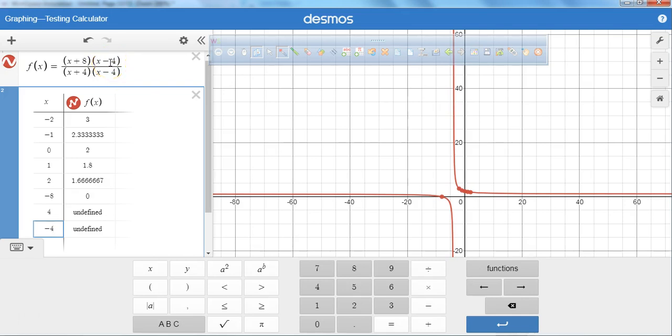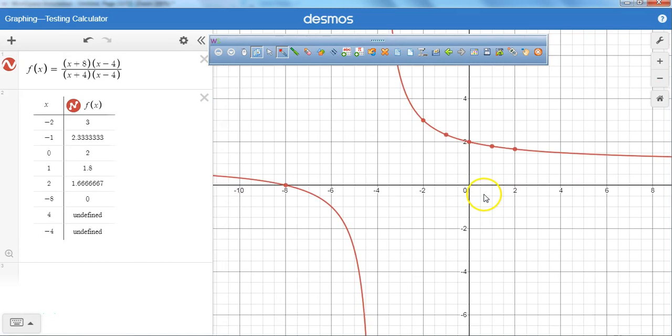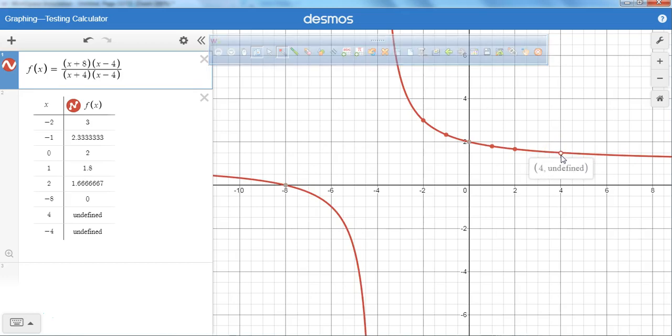Right here, let me go ahead and zoom in. Okay? Right here at a positive 4, I want you to look at it real quick. Can you see that hole that's right there? Boom. Do you see that? That's what's called a removable discontinuity. That is a hole. Now, as soon as I let go of the mouse, you're not going to see it. But I'm holding it right there. That's what's called a hole.